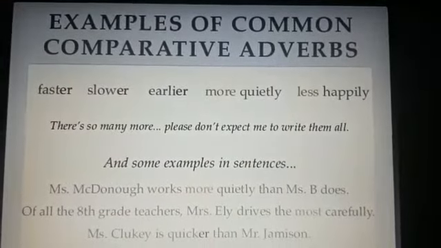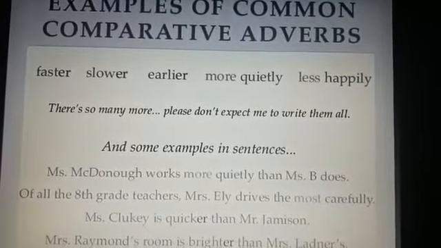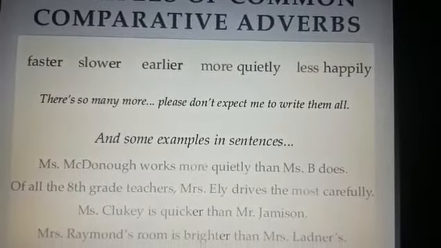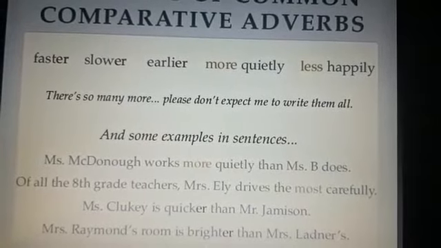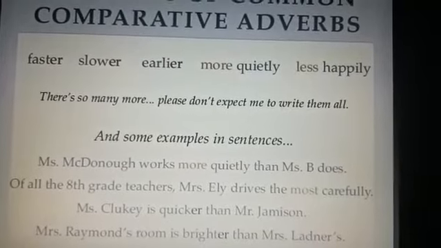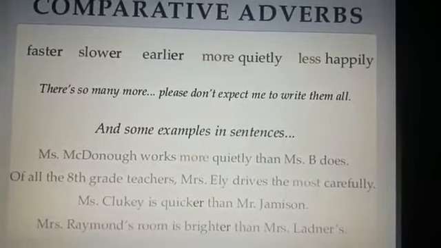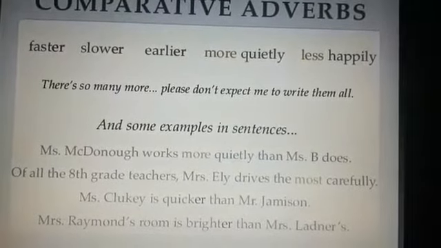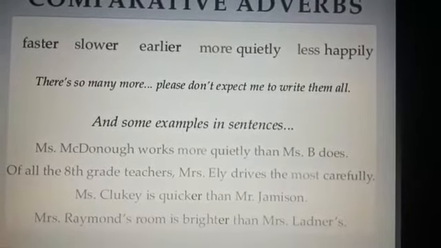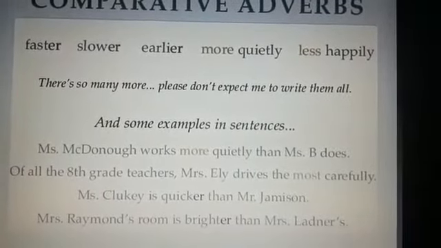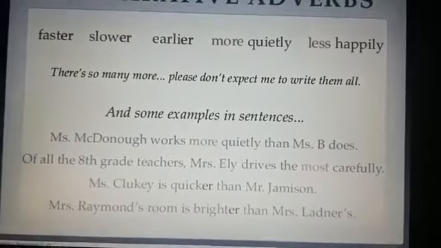Examples of common comparative adverbs: faster, slower, earlier. See, we add er at the end of fast and it becomes faster, slower, earlier, and more quietly, less happily. We add more before it and less before it because it ends with ly. So adverbs that end in ly, we add more and less before it.